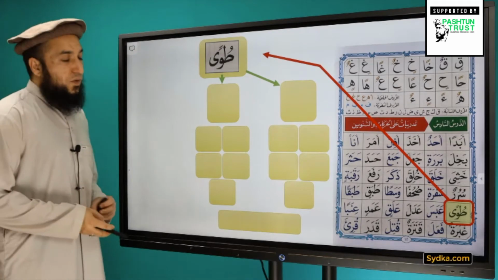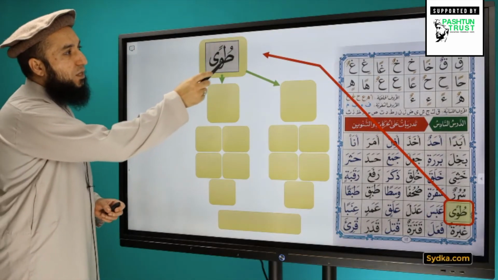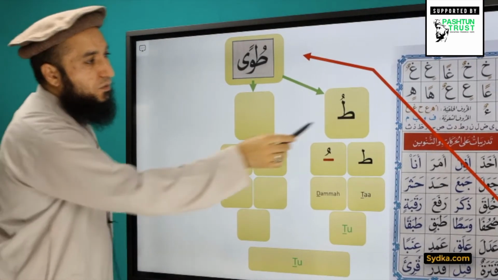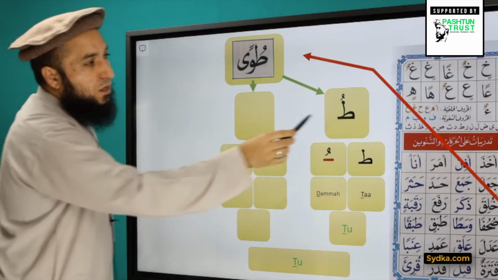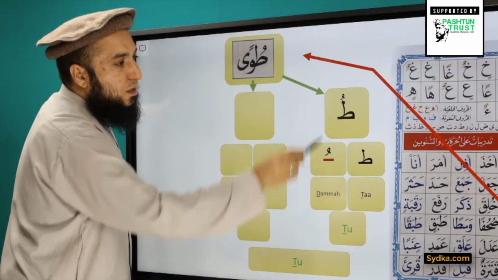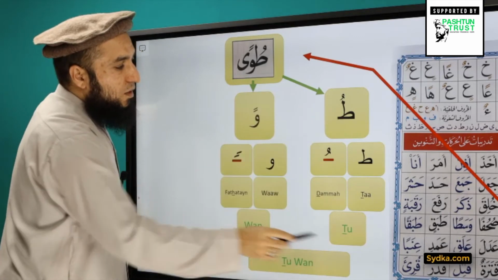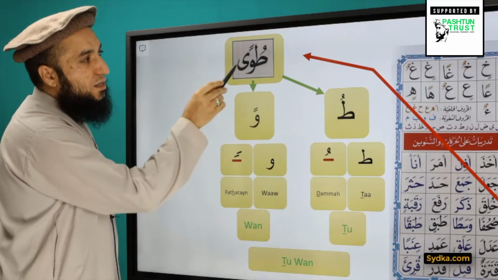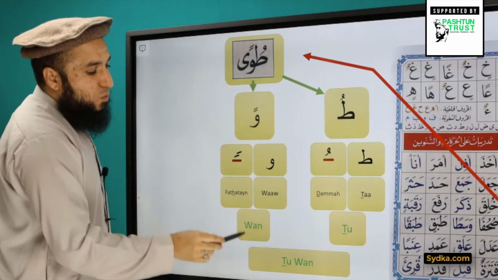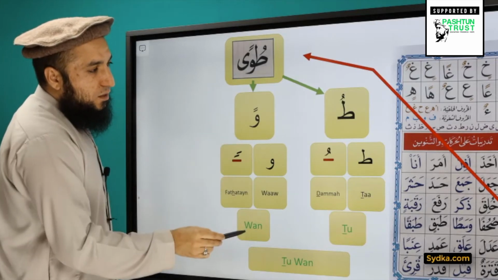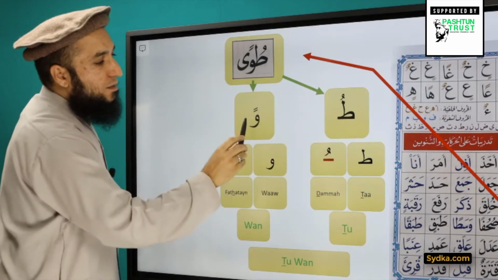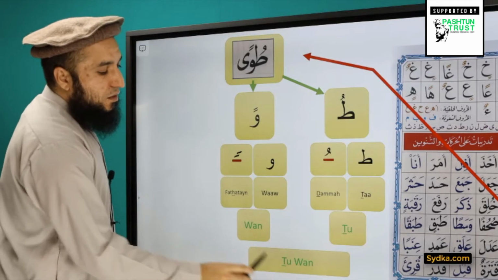So the first word we have is tuwan. It has 2 syllables and this ya is silent. The first syllable is ta dhammatu. Ta is not silent and we have dhamma on top of it. The second syllable is waw fathatain, and this ya is silent. Waw is not silent, it has fathatain. So now we combine these 2 syllables. We have tuwan.